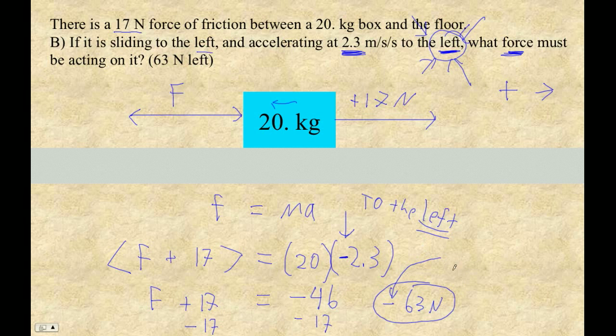And that's why up at the top of the problem, where it says 63 newtons left, that's the same thing as saying negative 63 newtons. So just be careful with the sign. Remember that the forces that are given to you can be positive or negative. Acceleration can be positive or negative. The only thing with mass is it's got to be kilograms. Mass doesn't become negative.